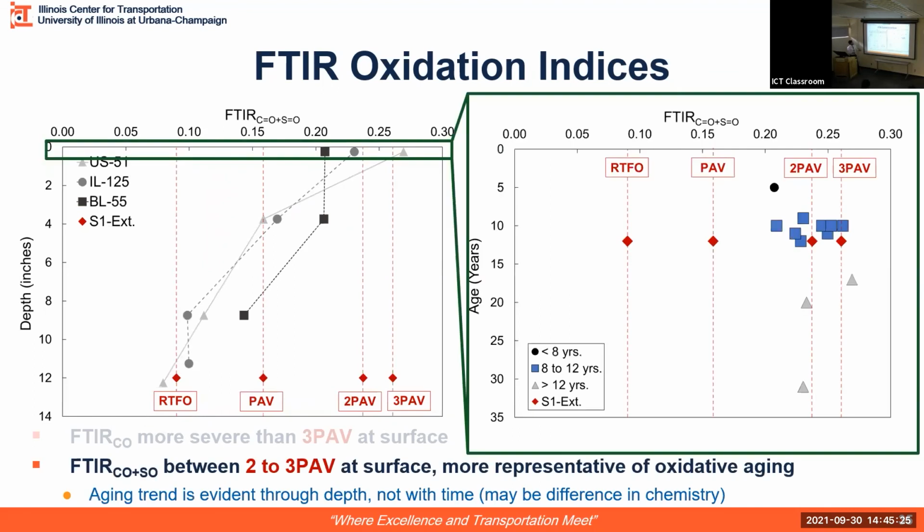If we look at the other parameter, we see similar behavior. However, for the sulfoxides, we do see that the aging extent represented by these numbers is somewhere between 2 to 3 PAV, which is closer to what we saw with the other rheological parameters.